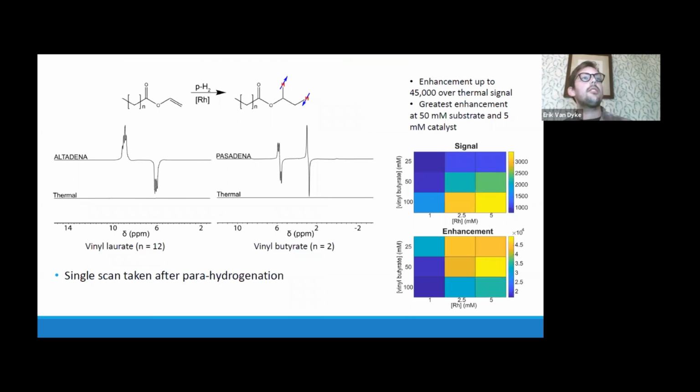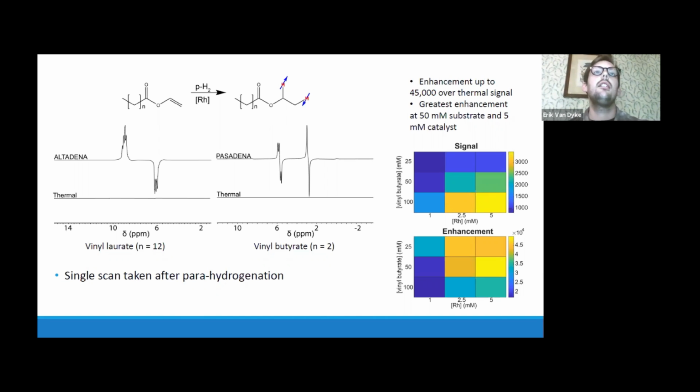So here are a couple of sample spectra that we were able to obtain on our benchtop. So you can see the difference between the thermal signal after one scan and our hyperpolarized signal. We used both Altadena and Pasadena, with Altadena being used first when we had more people available in the lab, because there was this more logistically challenging bubbling at Earth's field and then placing in the spectrometer and then triggering the spectral acquisition. So with the COVID restrictions, we opted to go for a simpler system.